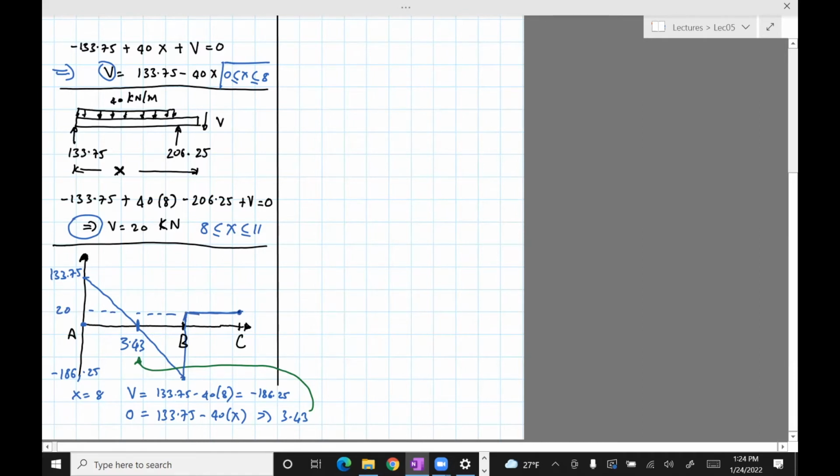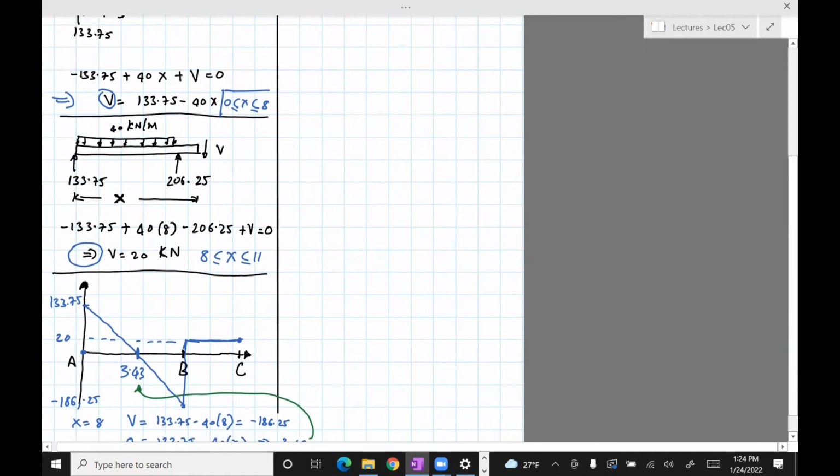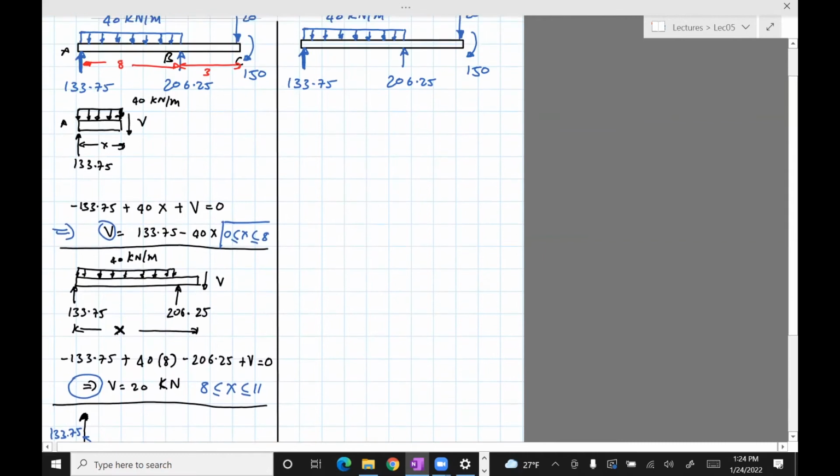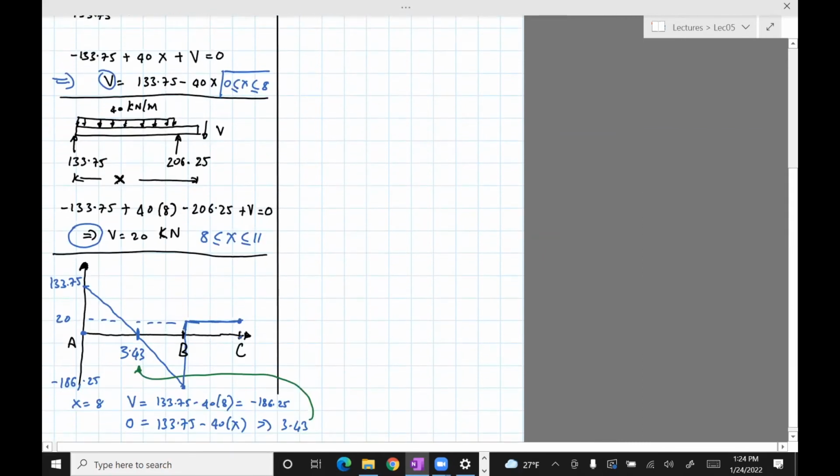And then eventually, when you reach here at C, you'll see that there's a force acting downwards. So the net force at C is 0. So the curve looks like this for the shear force. Okay, so here's how you would do it when there is a distributed load. Now let's solve for the moment.